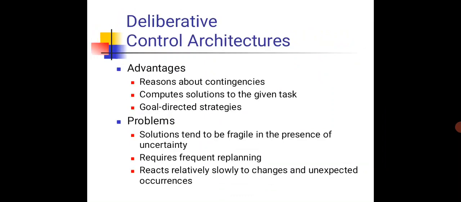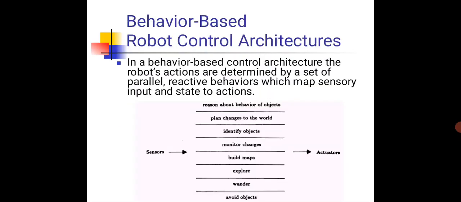What are the advantages of this, and what are the problems normally faced? Advantages: it reasons about contingencies, computed solutions can be given to the task, and these are all goal directed strategies. But the problems are that it tends to be fragile in the presence of uncertainty. We need very frequent replanning, it reacts relatively slowly to changes, and it may even cause unexpected occurrences.